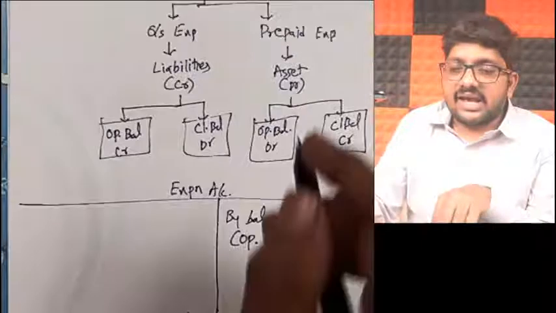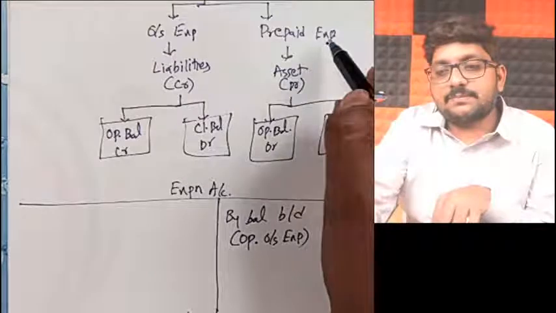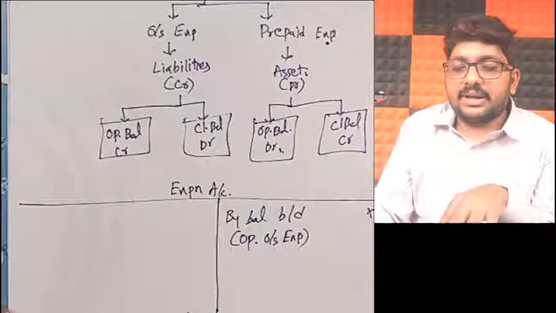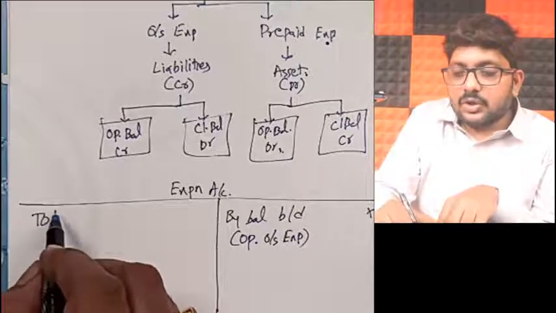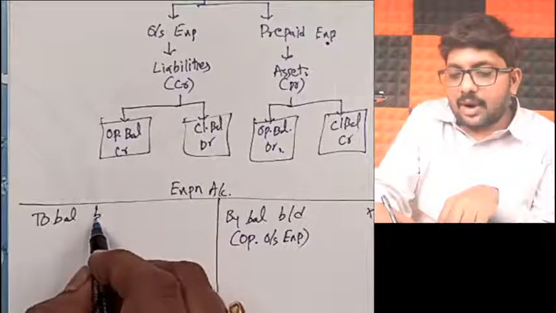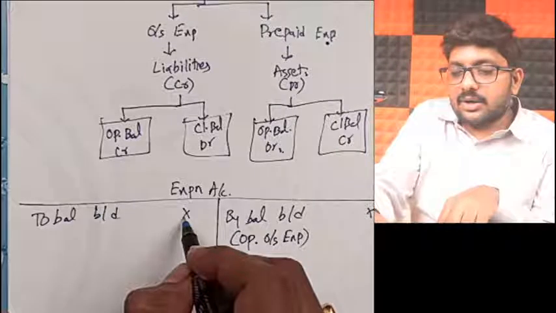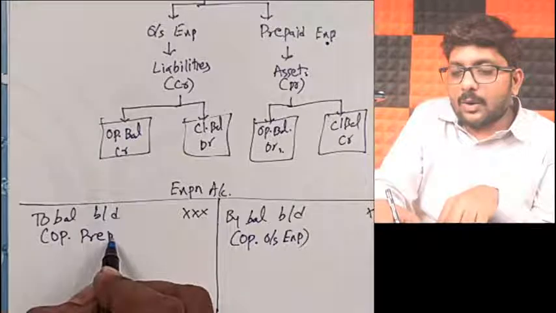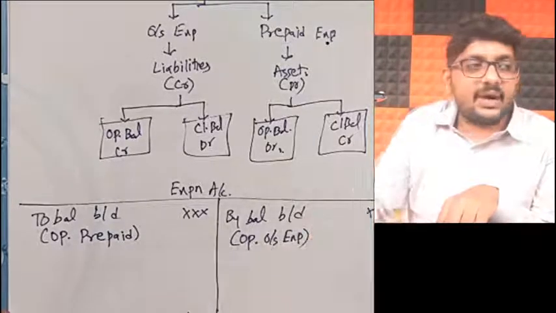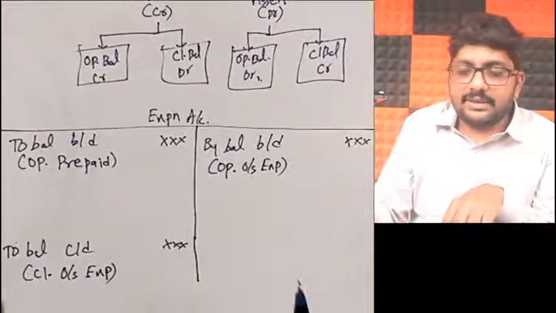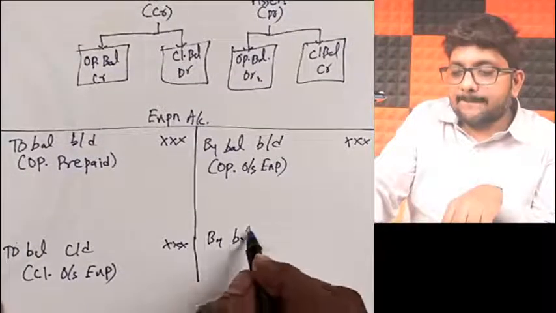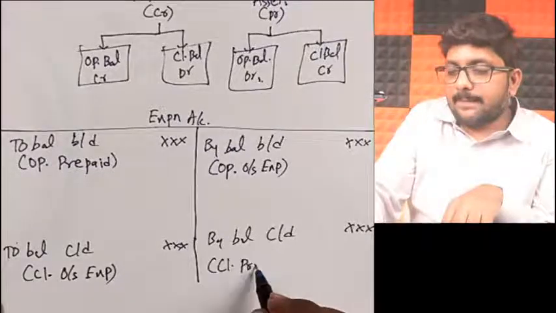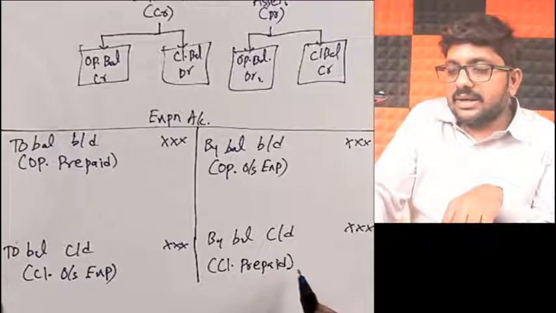Similarly, expense may have prepaid expense also. Prepaid expense means what? Asset. Asset means the opening balance will be on the debit side. In that case, what will happen? To balance brought down, which is the opening prepaid. Similarly, the closing balance will be on the credit side, which means by balance carried down, which is the closing prepaid. Got it, friends?